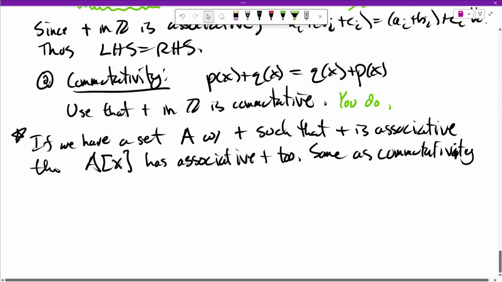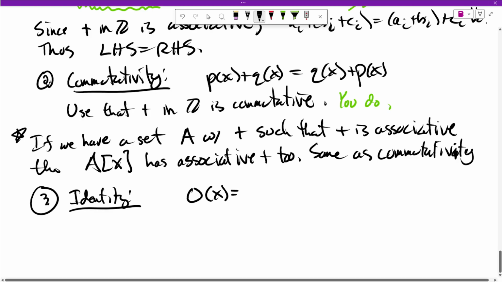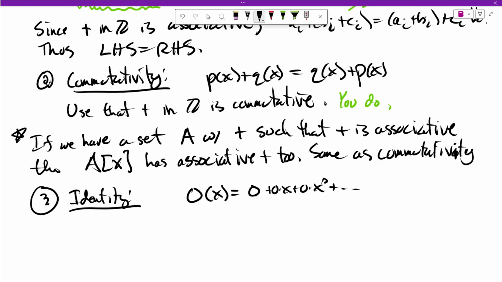Now to finish addition, we have to talk about the zero polynomial, so the additive identity. We can call it 0 of x, and it's the polynomial which is 0. Or if you like, all of the coefficients are 0. So the 0 polynomial is a perfectly good polynomial, and it has no non-zero coefficients.